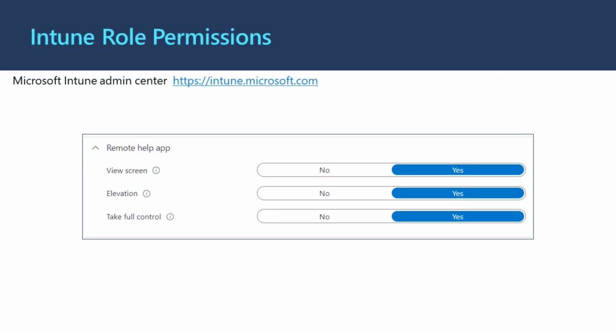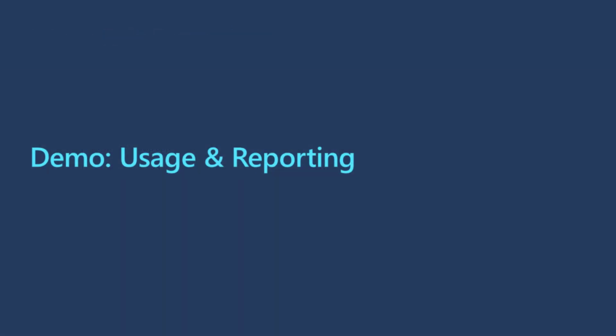The remote help section in an Intune role defines the level of access to a remote computer. Without either view or full control permission, a user will not be able to establish the connection. The final part of this video is a demo of remote help usage and reporting.